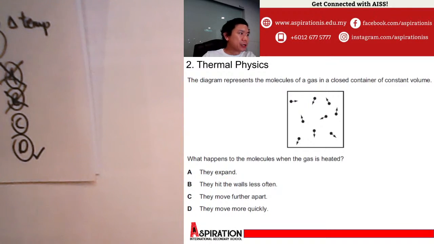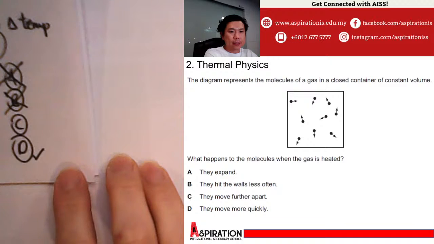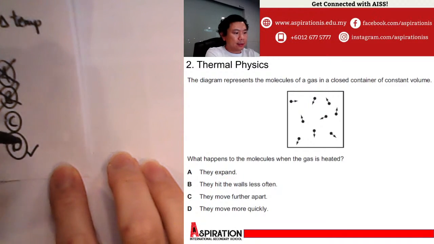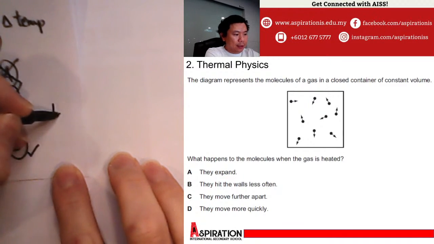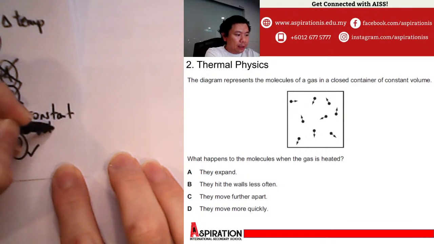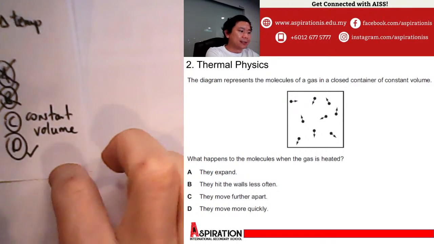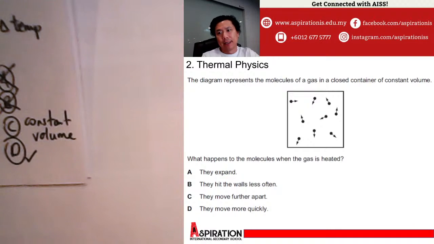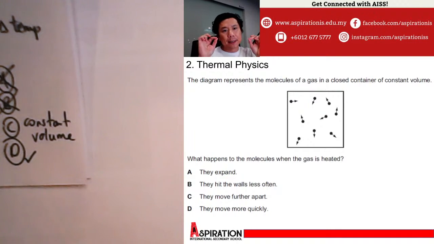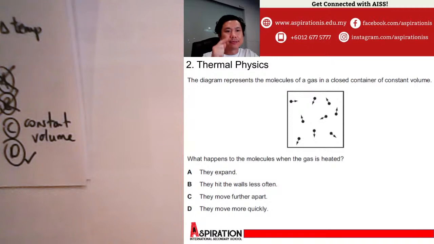Okay, I'll have a look at your answers. Now, the answer is not C because in the question, it tells us that there is constant volume, meaning the volume of the container is fixed. Now, if the volume of the container is fixed, the molecules cannot move further apart. So that is the reason why the answer is D.